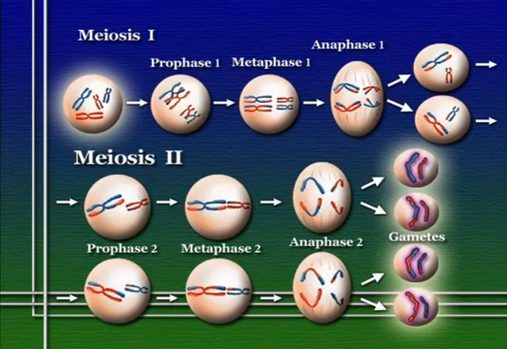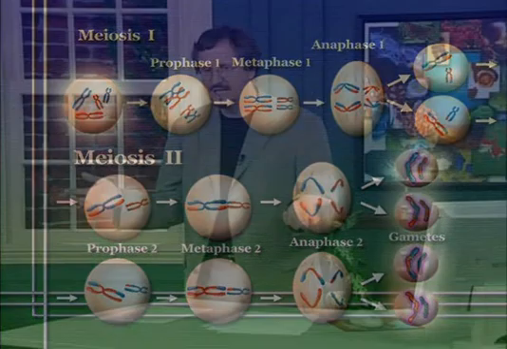There are no sister chromatids. And then the way sex works is that these haploid gametes fuse, forming what we call a zygote. And the zygote is, again, a diploid cell. So we reduce by half the number of chromosomes and then bring it back up to the total again.